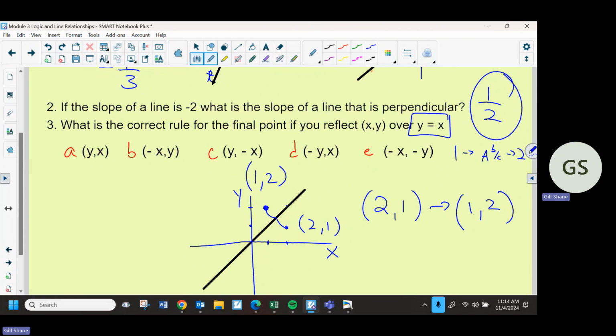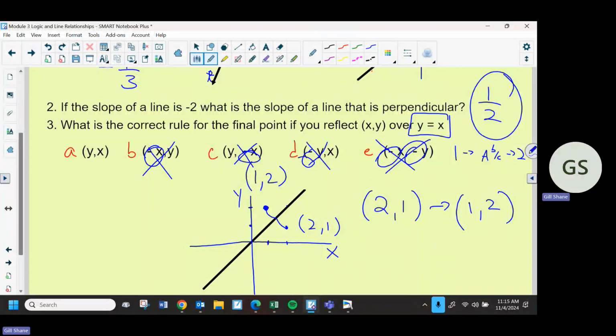No signs flip. These were both positive. They're still both positive. So there shouldn't be a negative sign in any of the rules because I didn't flip the sign. A negative sign in front of the x or the y means the sign flips. Well, if you look at every single other answer, there's a negative. So it can't be that one. There's a negative there. Can't be that one. There's a negative there. Or it's way off. There's 2 negatives there. So it can't be that one. So the only one where there's no flip of the sign is this one.